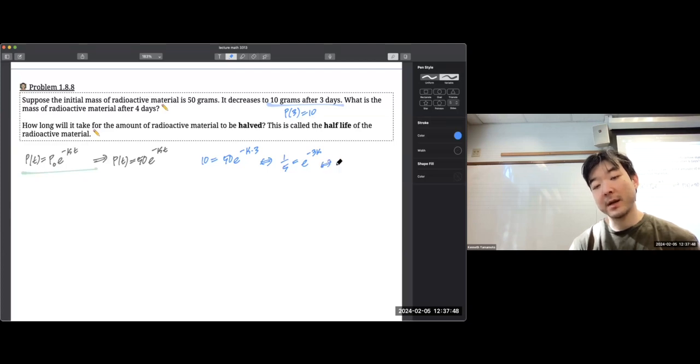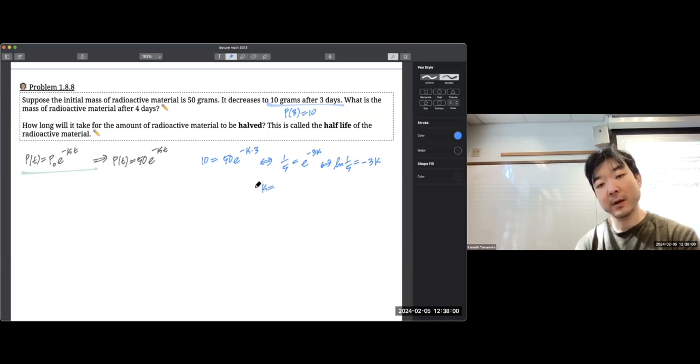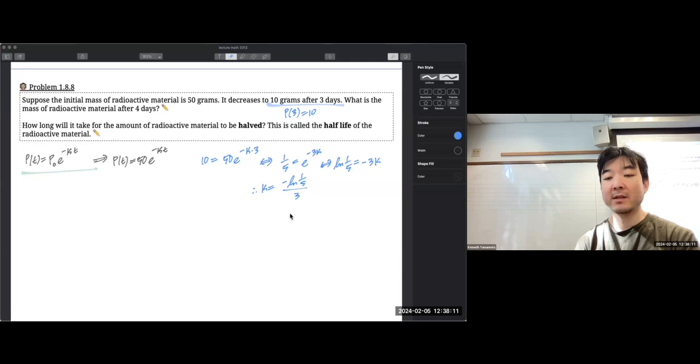Okay, so just do that. ln of 1 over 5 is equal to negative 3k. And then you can just divide by negative 3. And so you'll get k is equal to negative ln of 1 over 5, over 3. And I did say that k had to be positive, but it looks like there's a negative sign. It's okay because ln of 1 over 5 is negative.